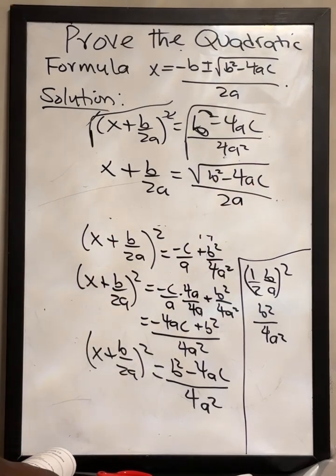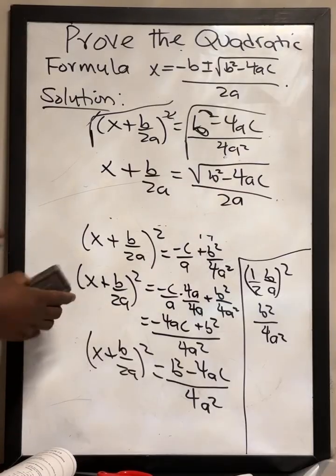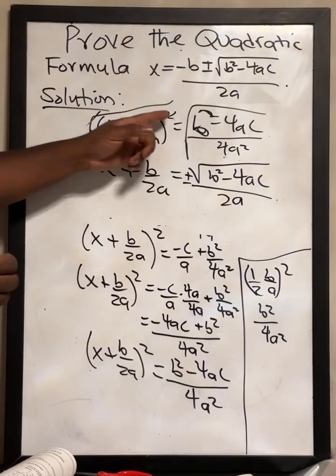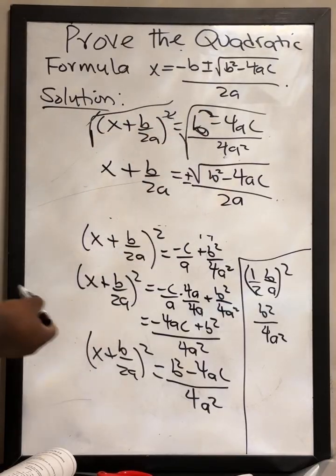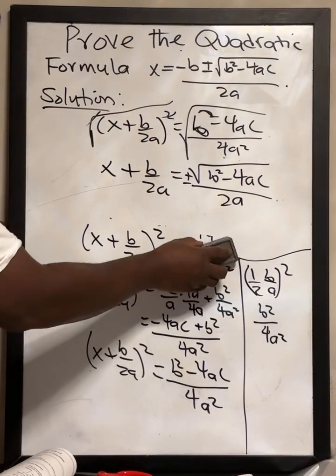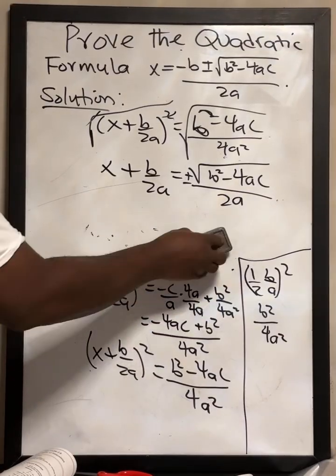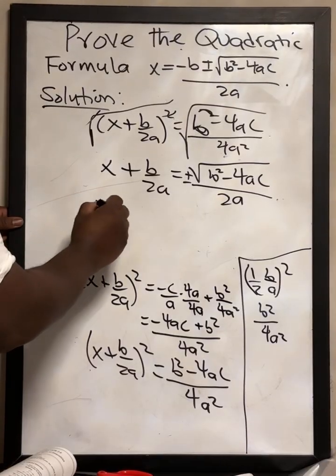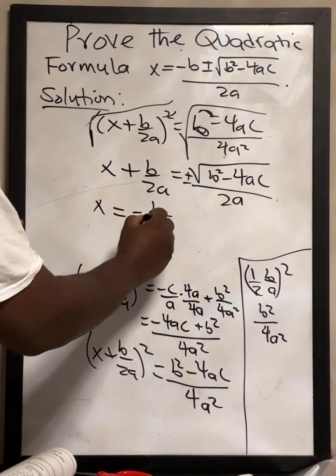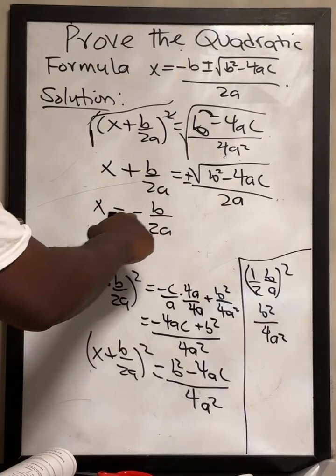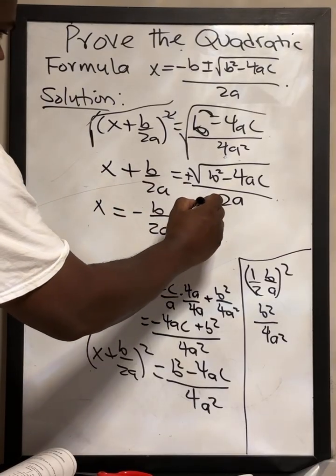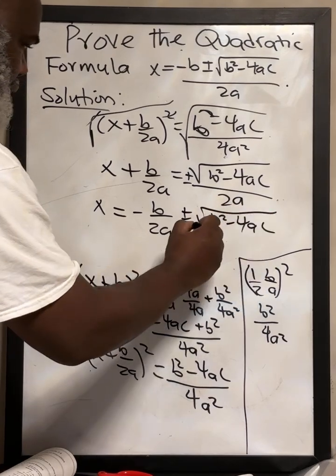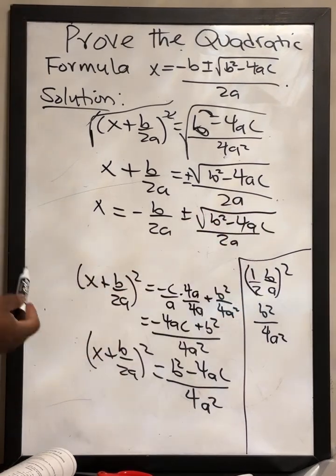Okay, and then we move this to that side, and don't forget it's going to be a plus and a minus, because we are taking the square root on both sides. So we have our x is equal to negative b over 2a. This is a plus, goes over, becomes minus. Then plus or minus the square root of b squared minus 4ac all over 2a.